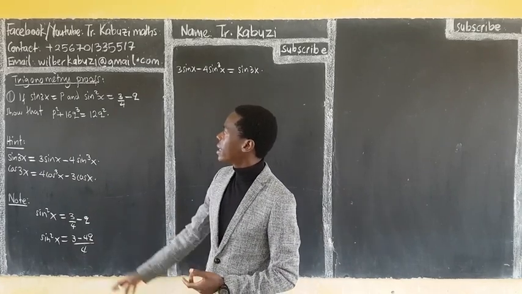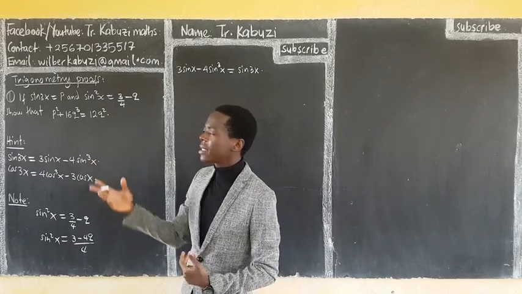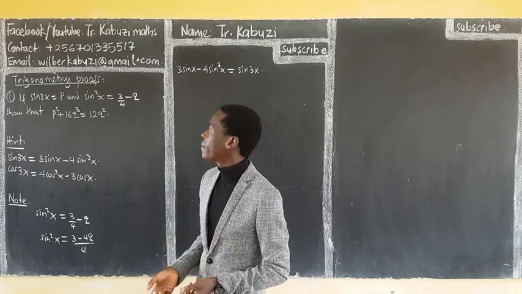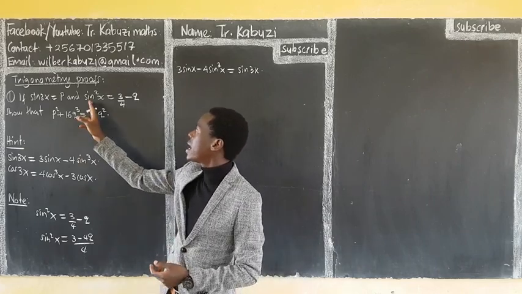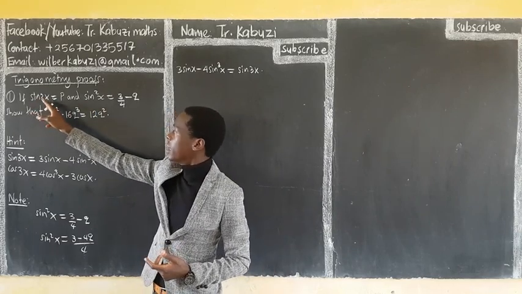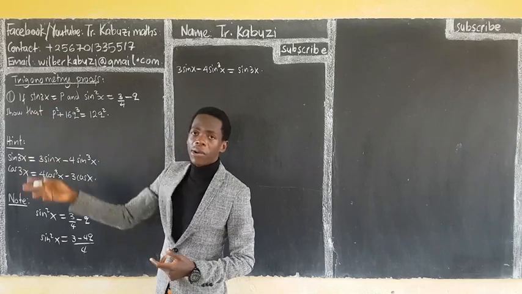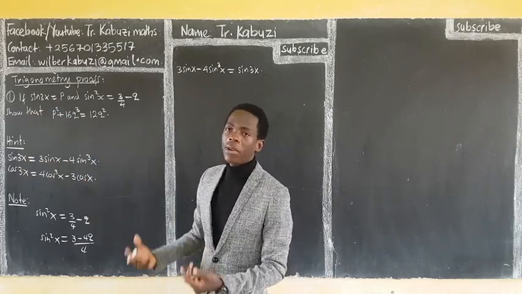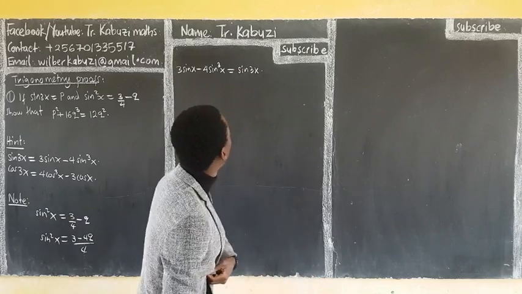Now, the idea here is that in our proof, there is no sine x. So we are interested now in removing the sine. How are we going to remove it? You know that sine is squared, and this one is a multiple angle. So we express this multiple angle in terms of sine x, like we are going to see there, and we eliminate sine.